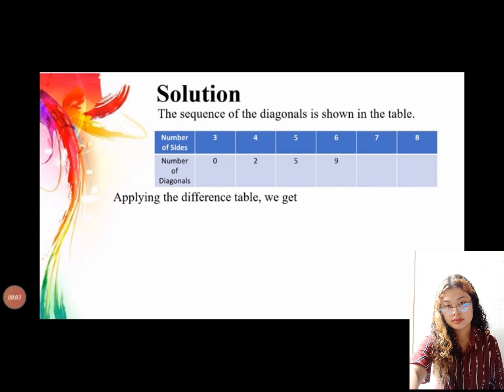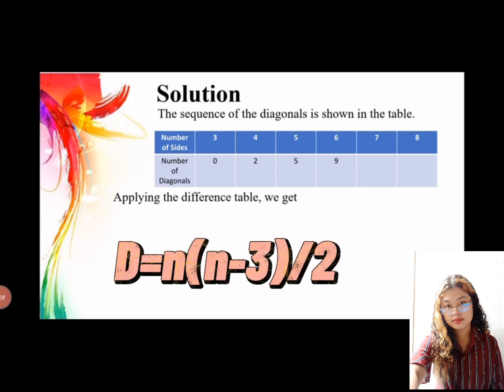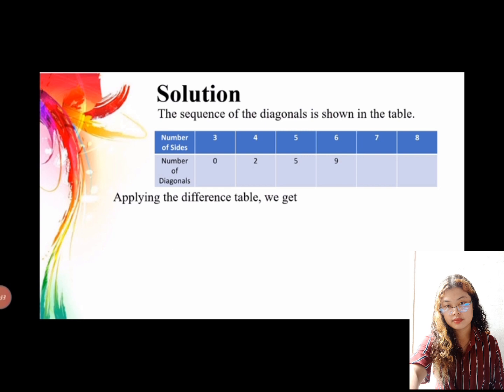My group mate Miss Emily Gacco showed you how to calculate the number of diagonals of a polygon using a formula, which is D equals n times n minus 3 divided by 2. And now I'm going to show you how to determine the number of diagonals in a heptagon and an octagon using a sequence. As you can see, we have a table. The table contains the number of sides and the number of diagonals.